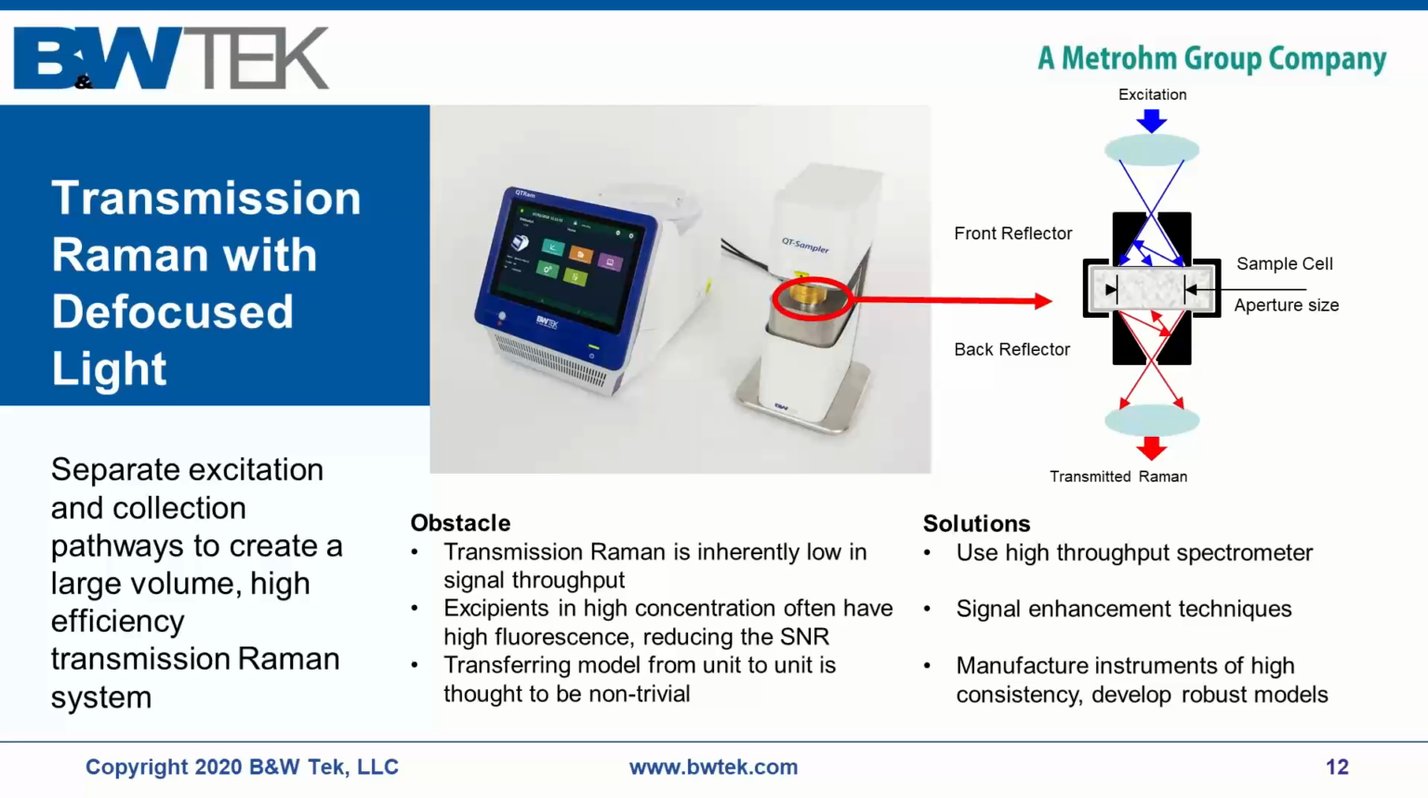Another obstacle is that it is considered non-trivial to do transfer of quantitative models from one instrument to another. The key to this is to have highly reproducible and consistent instrumentation, and we manufacture our instruments with this high consistency, as well as the necessity to develop robust calibration models that do not model noise and things like that, but are really relying on the true signal of the samples in the modeling.